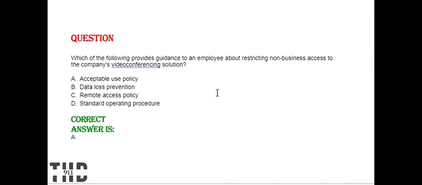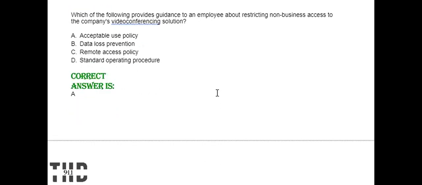Which of the following provides guidance to the employee about restricting non-business access to the company's video conferencing solution? Option A, acceptable use policy. Option B, data loss prevention. Option C, remote access policy. Option D, standard operating procedures. The correct answer is option A.